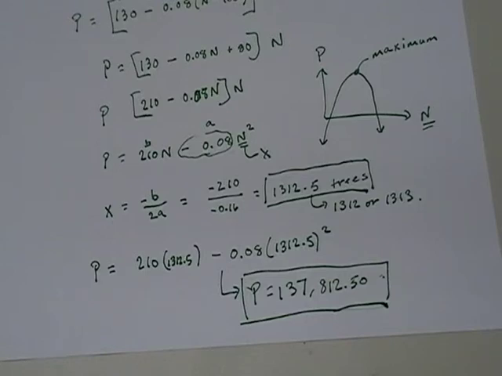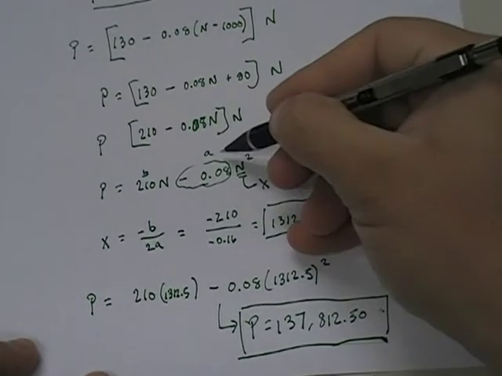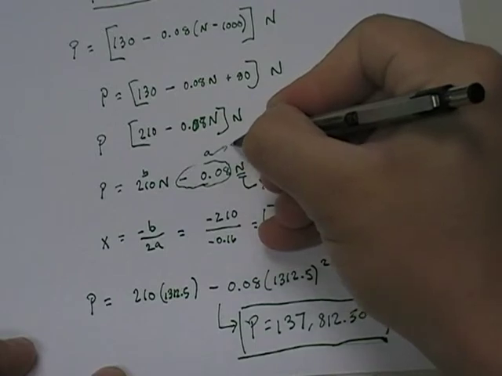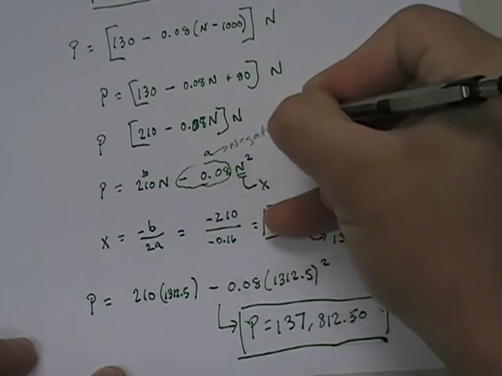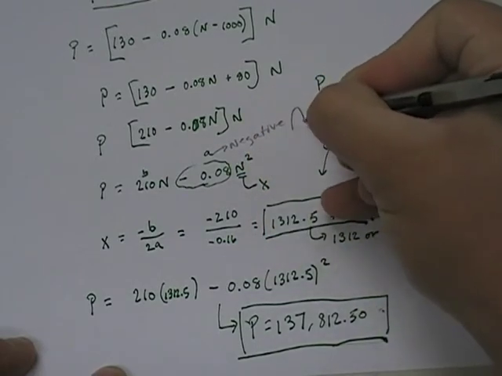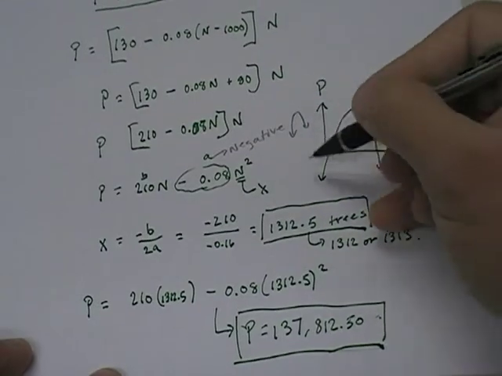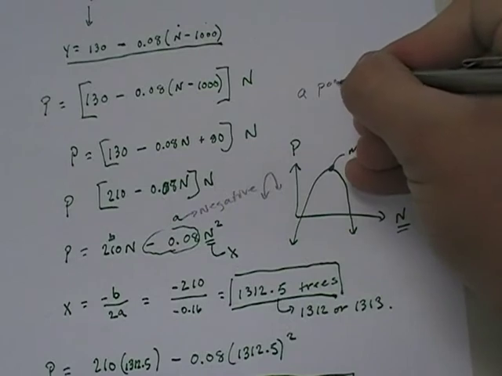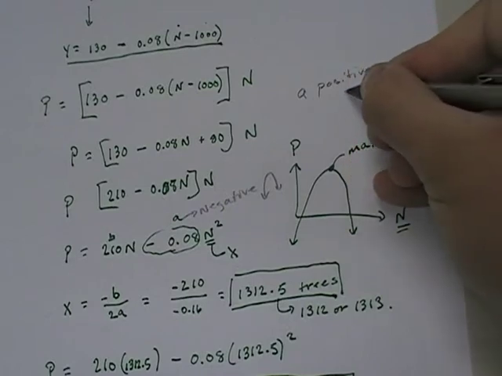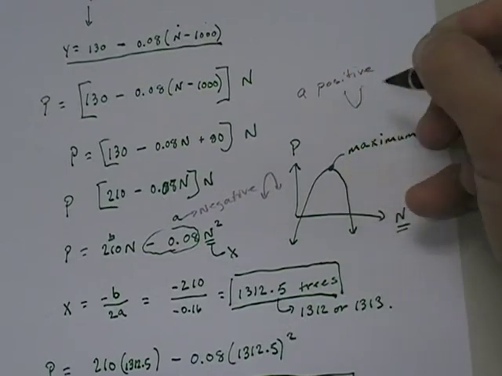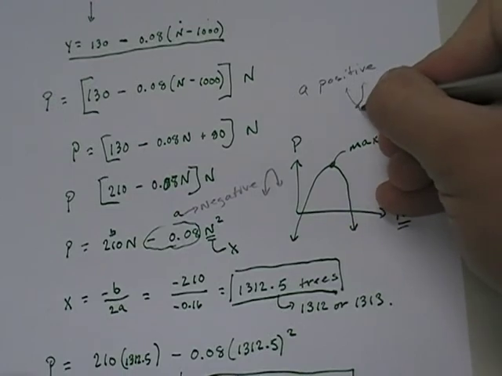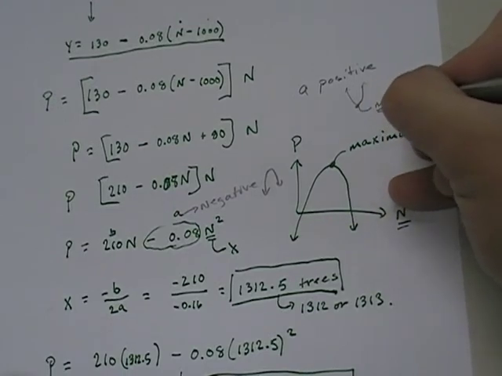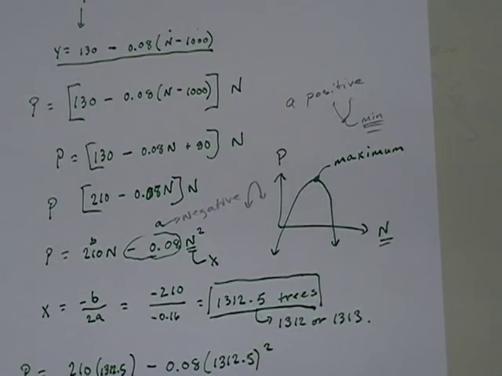Do remember, just a quick note, if your A term is negative, then it will look like this. Okay, it'll point downward. If A is positive, it'll look like this. And this point here will be a minimum. It'll be a minimum instead of a maximum.